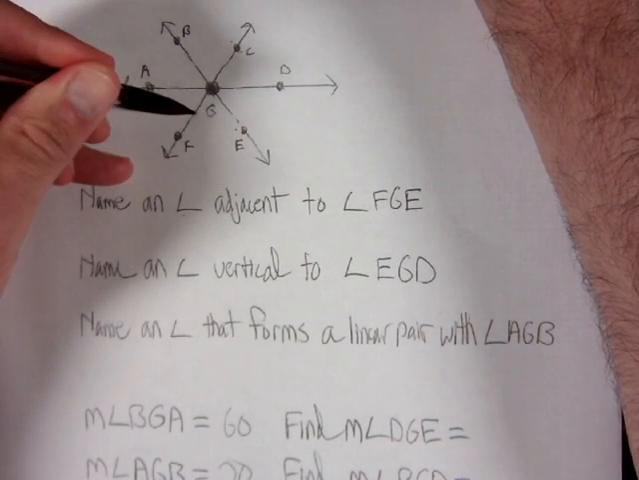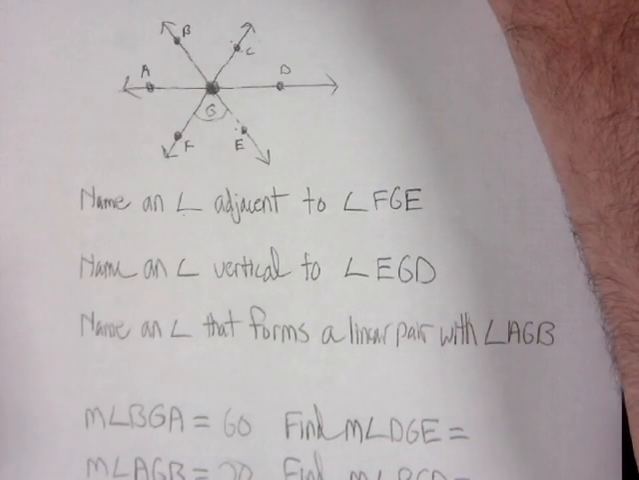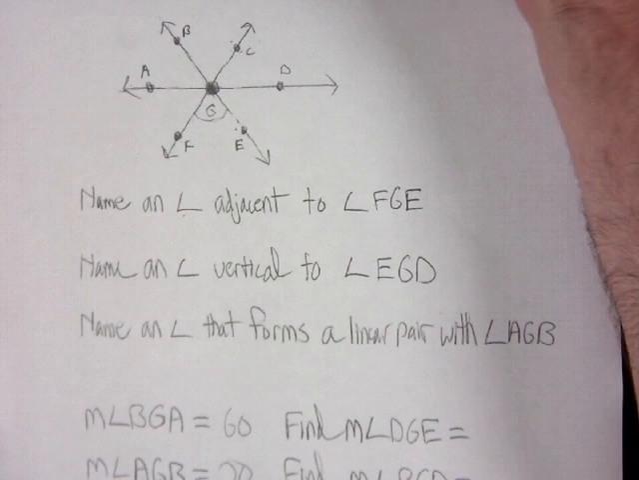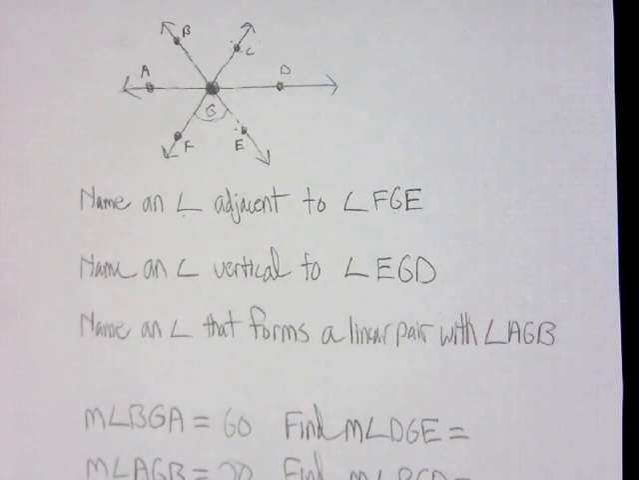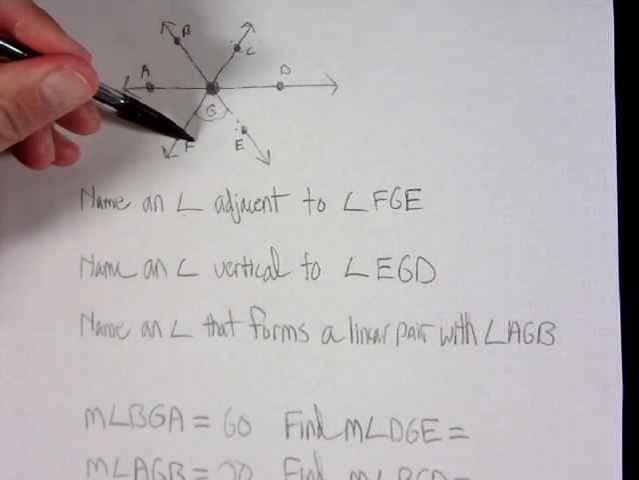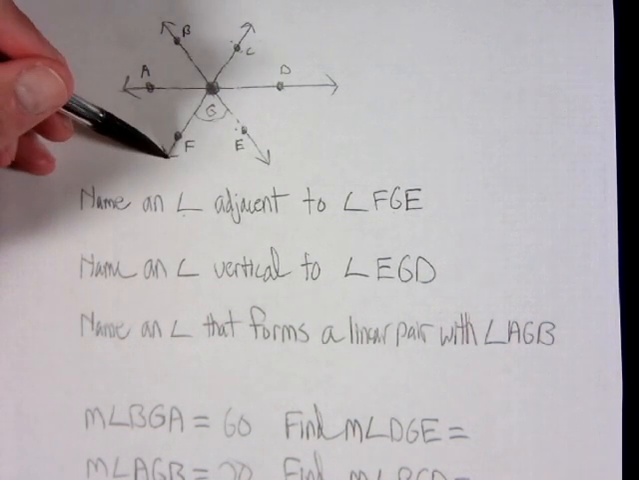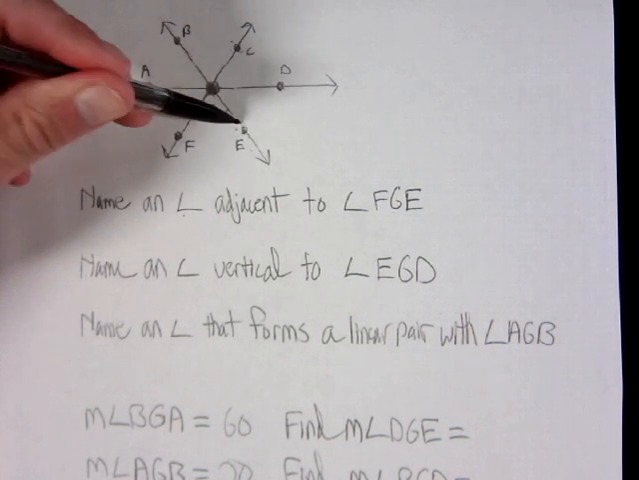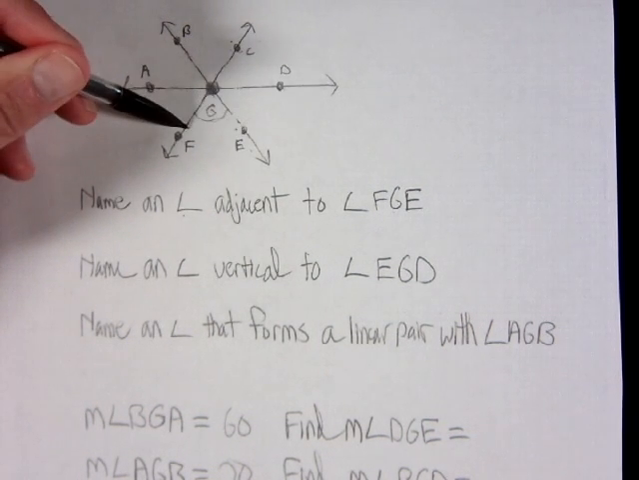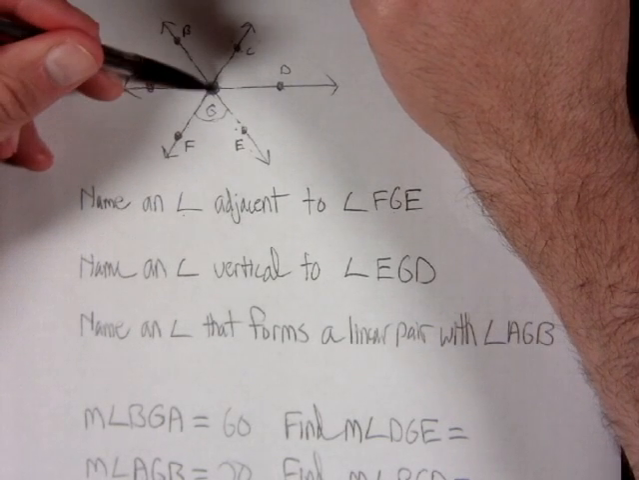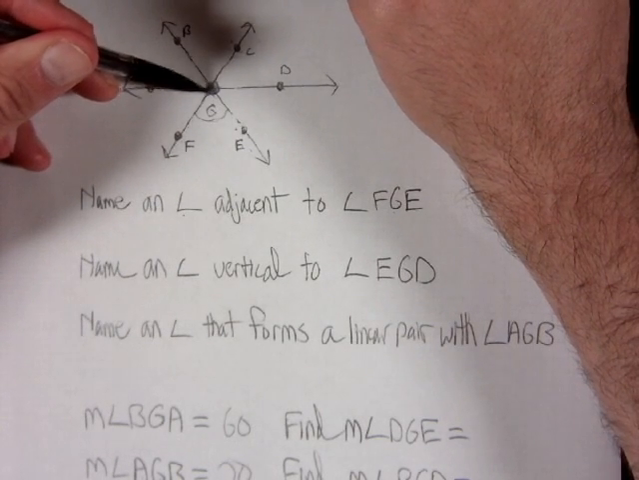FGE, all right, so that's on the bottom of the figure. There's my angle. All right, so I need to name an angle that's adjacent to it. Now remember, the easy way to think about adjacent is they're connected with no gap and no overlap. Okay? So if an angle is going to be adjacent to angle FGE, it's got to be connected to one of these sides. Okay? So let's just see if we can find an angle that's adjacent on this side, the side with ray GF.